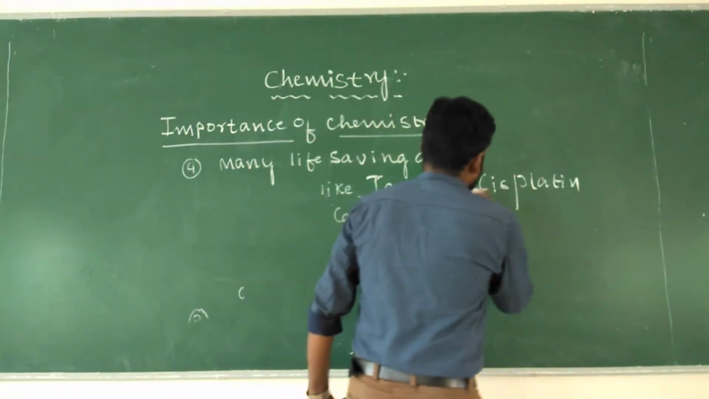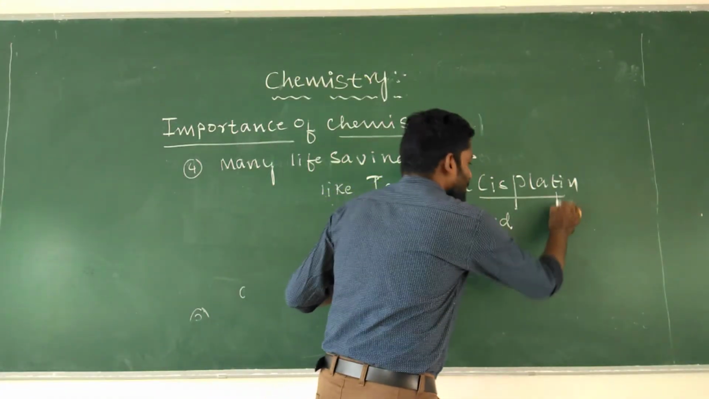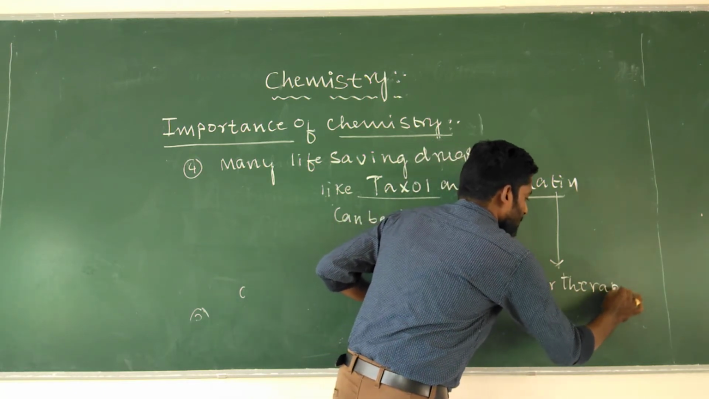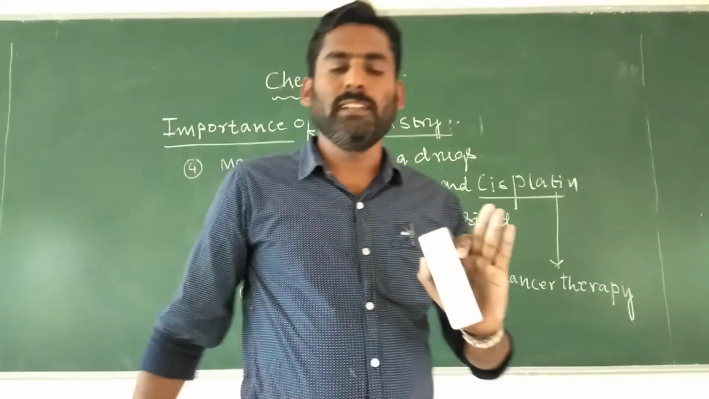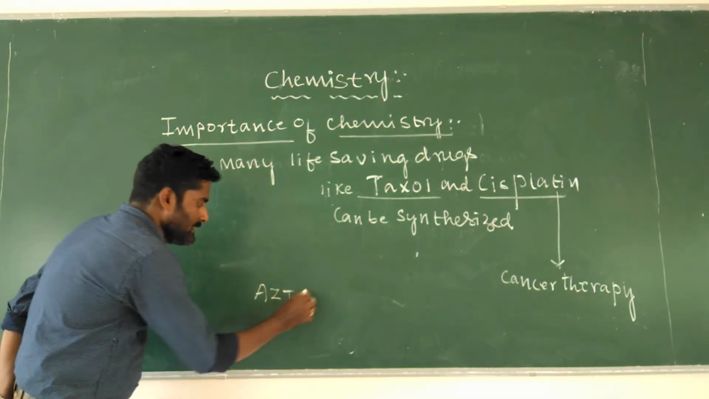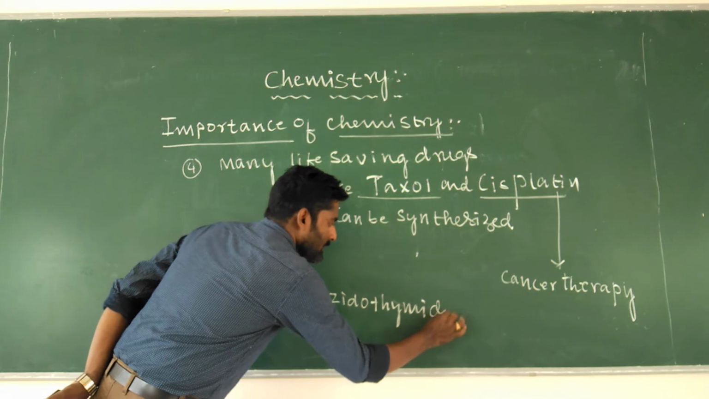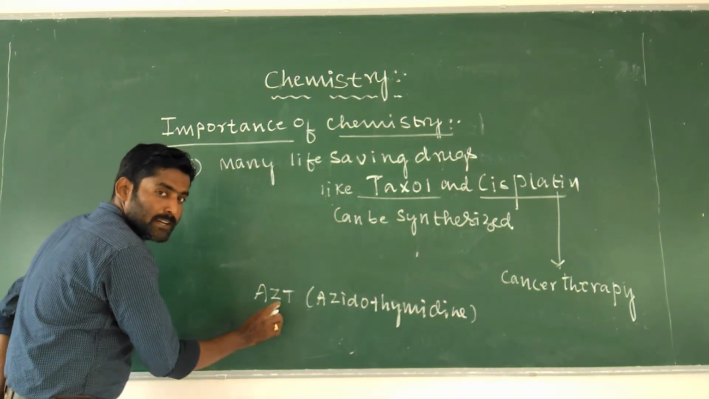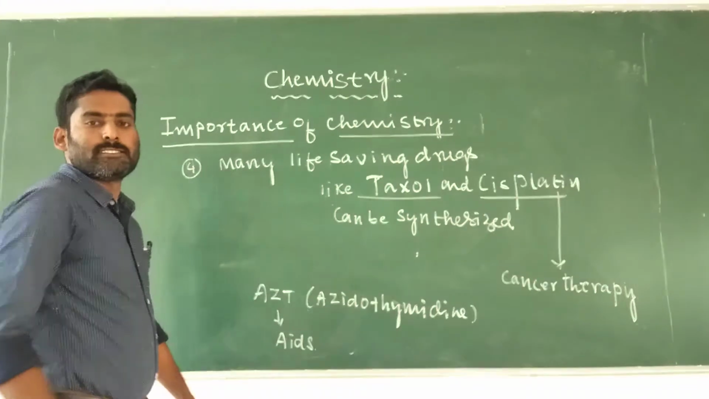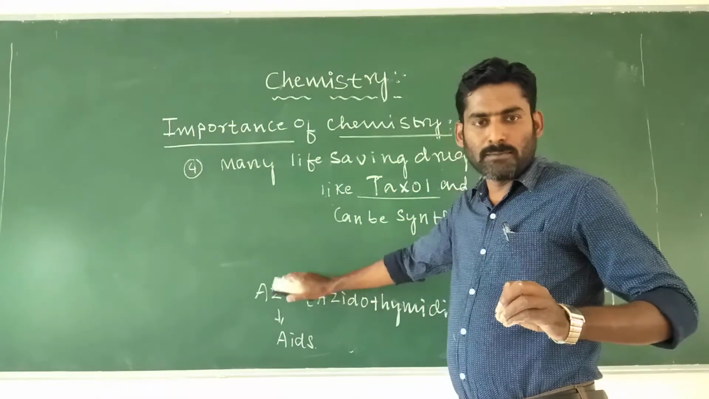The Taxol and Cisplatin are the life-saving drugs which can be used in cancer therapy to treat cancer patients. And AZT is nothing but azido thymidine. It is also a life saving drug which can be used to treat AIDS disease, to treat AIDS victims. AZT is a chemical substance which can be used.